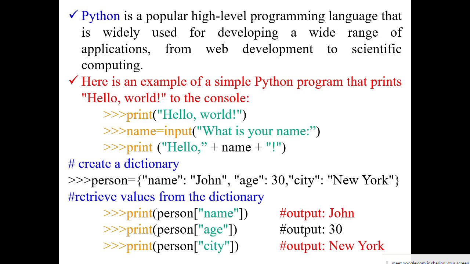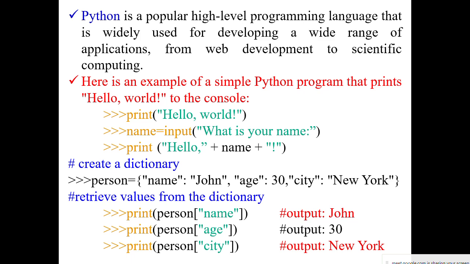So Python is a popular programming language that is widely used for developing a wide range of applications, from web development to scientific programming. Simple program: print hello world. name is equal to input of, this is reading a string, input of what is your name. Print hello plus name. Create a dictionary: person, name John, age 30, city New York, etc. Print person of name, it will print John. Person of age, it will print 30. Print person of city, it will print New York, likewise.